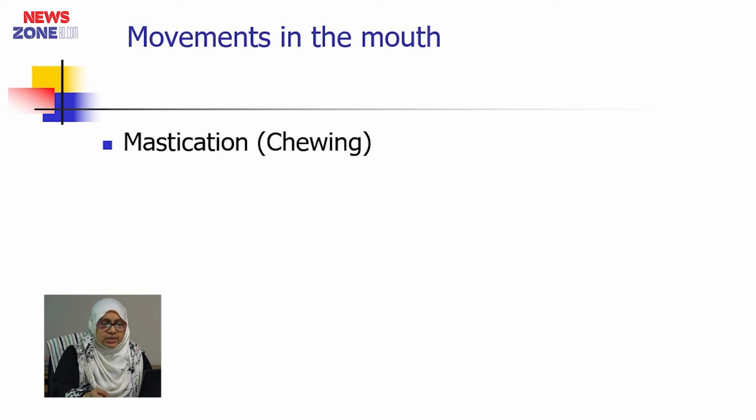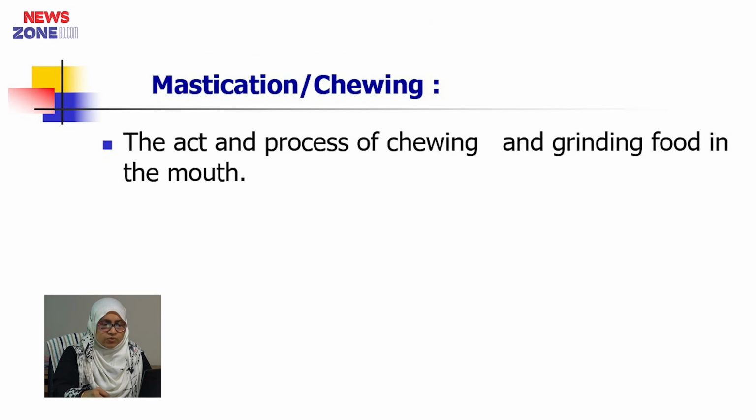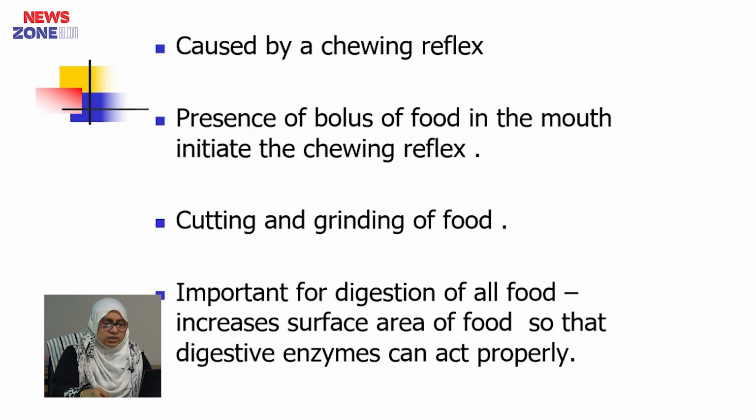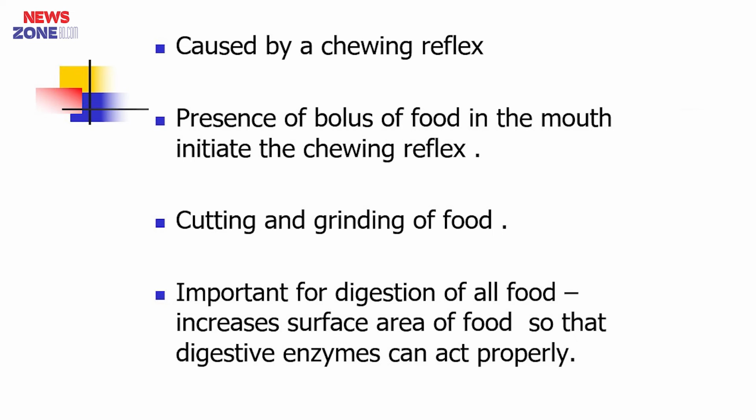Okay. Now, let us discuss mastication or chewing. The act and process of chewing and grinding of the food in the mouth is called mastication. It is caused by a chewing reflex. Presence of a bolus of food in the mouth initiates the chewing reflex, and cutting and grinding of the food. It is important for digestion of all kinds of food because it grinds larger particles into smaller particles and also increases the surface area for digestion by the enzymes, so that enzymes can act properly.